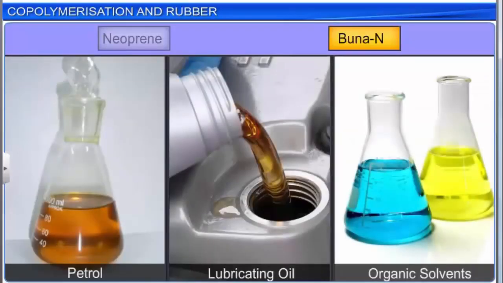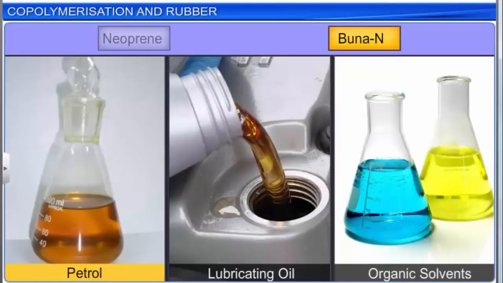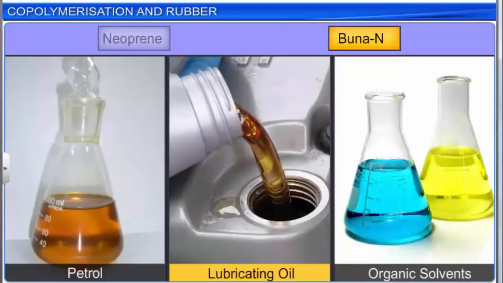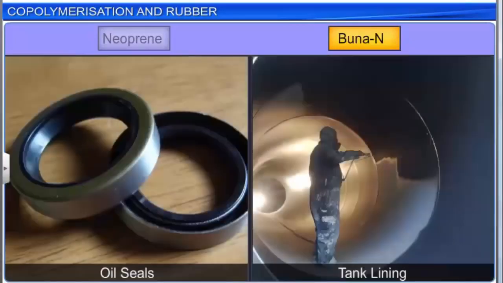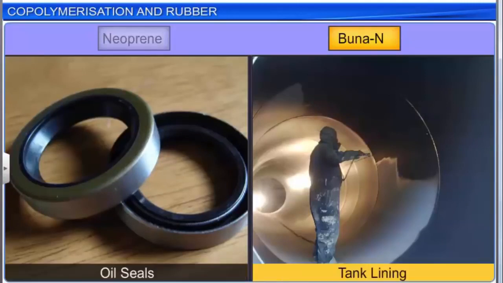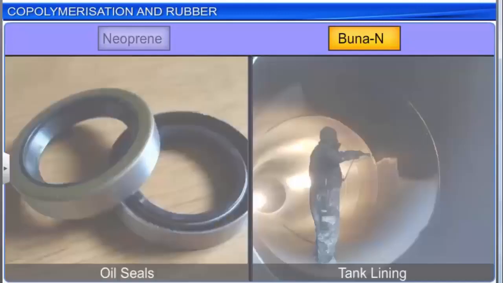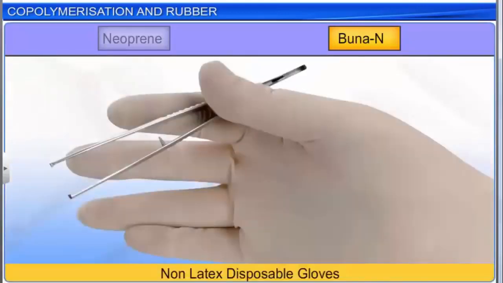Buna-N, or nitrile, is resistant to petrol, lubricating oil, and organic solvents. It can be used over a wide temperature range, and so it has many applications in automobiles. Buna-N is used to make oil seals and tank linings. Non-latex disposable gloves are typically made from nitrile.